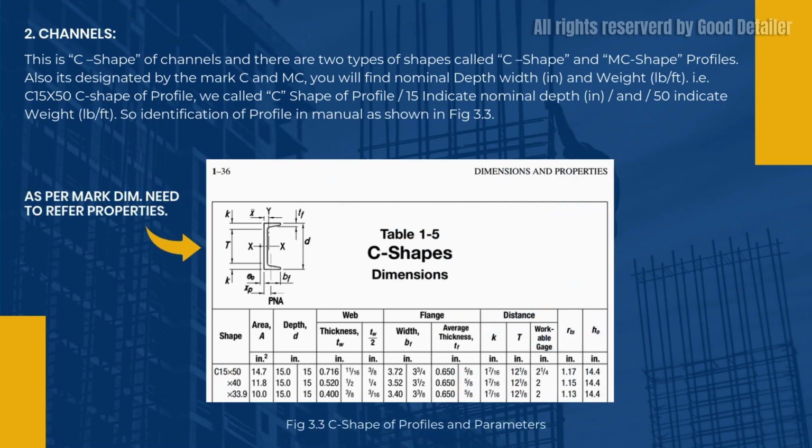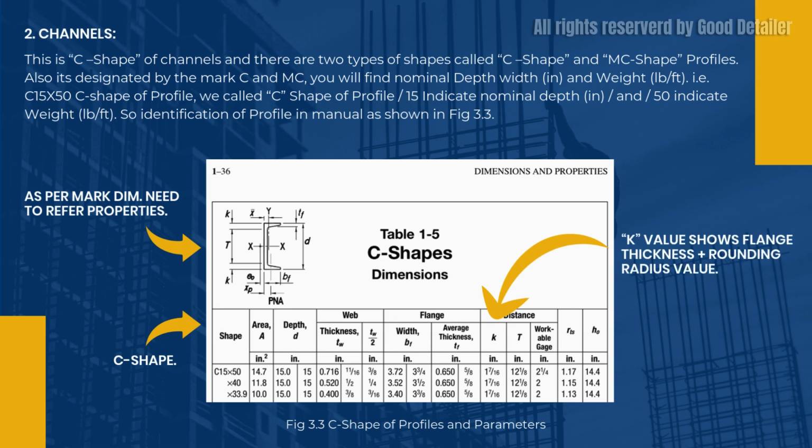As per the marked dimensions, you need to refer to the properties. C-shape. The k value shows flange thickness plus rounding radius value. The term workable gauge refers to holes in flanges, bf.